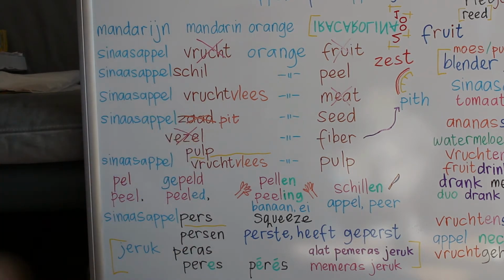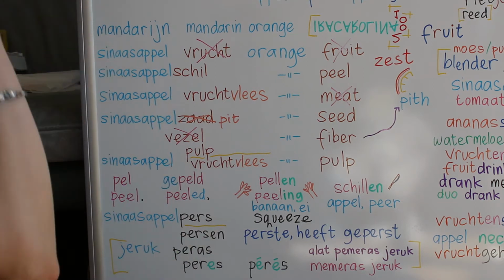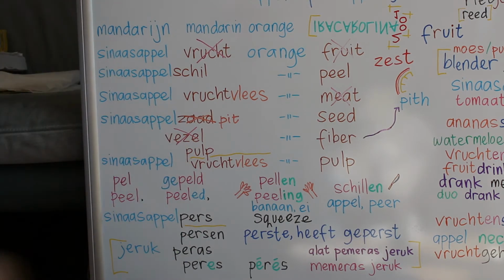Orange itself is sinaasappel. Apple is apple. Sinaas is from China. So it's apple from China. We put it in one word, which is sinaasappel. Potato is aardappel. Aard is earth. So it's apple from the earth. Potato.